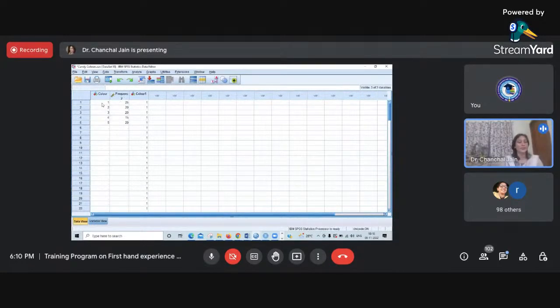So you can see for one, that is the blue color, observed frequency was 25. For the second color, that is pink, I think observed frequency was 20. For green also 20. Then for the remaining two colors, it was 15 and then 20. So these were the frequencies they have collected. So for this particular data, now can anyone tell me what would be the null hypothesis?